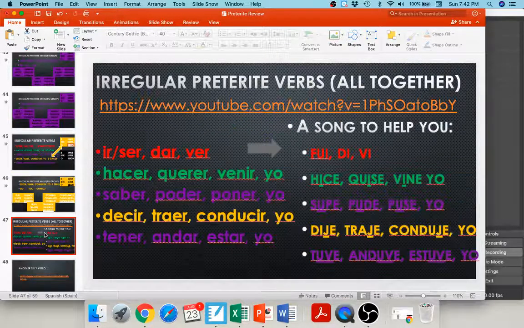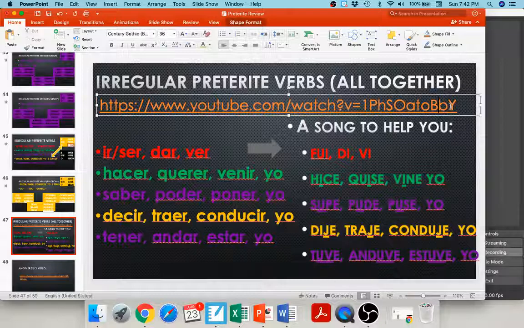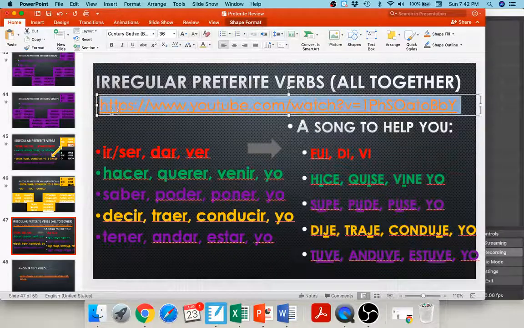Now, you'll notice I was sort of forming a song here as I went through. If you can remember the yo form, you can unlock all of the others. So, I've given you a little song here. Fui, di, vi, hice, quise, vine yo, supe, pude, puse yo, dije, traje, conduje yo, tuve, anduve, estuve yo. Now, be grateful you're not in my in-person class because I would make you sing that. However, I am going to show you a little YouTube video here of someone else singing that.